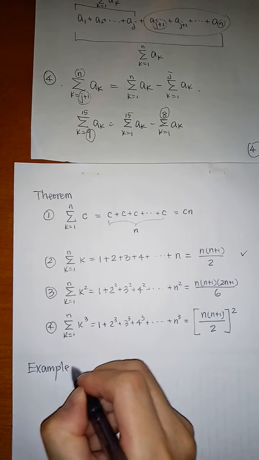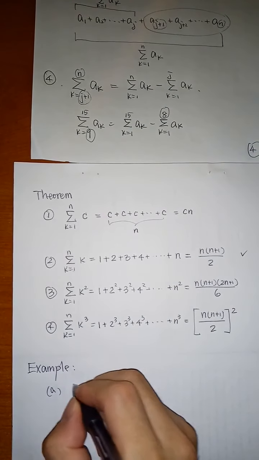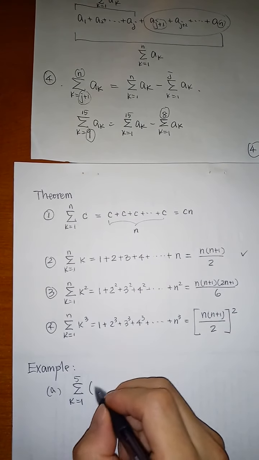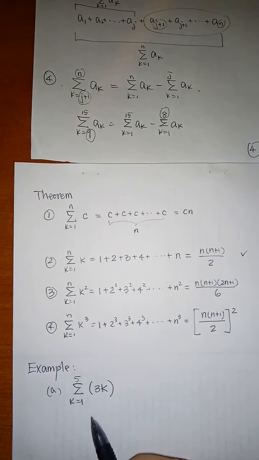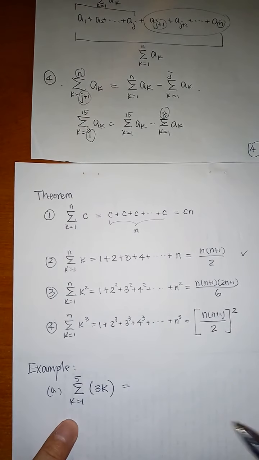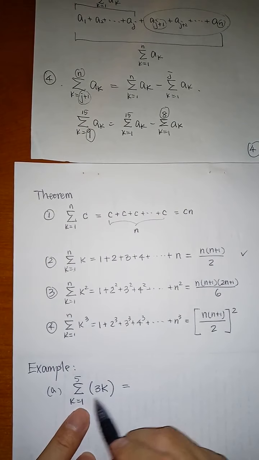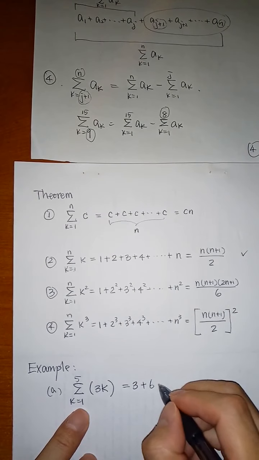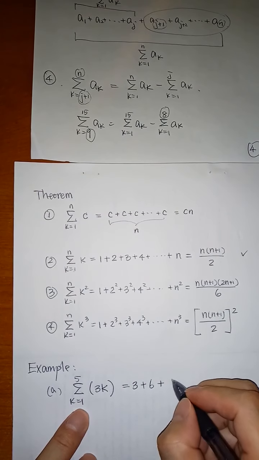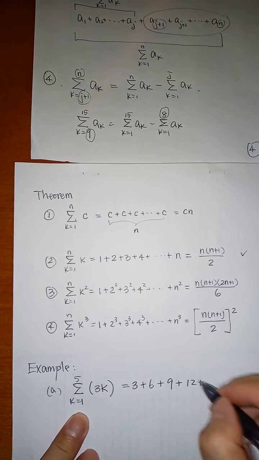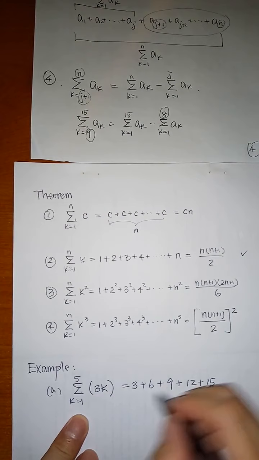Some examples. First, if we have sigma k from 1 to 5, 3k. First of all, what is this? Let's evaluate, and then we use the formula. When k is 1, 3 times 1 is 3. When k is 2, 3 times 2 is 6. When k is 3, 3 times 3 is 9. K is 4, 3 times 4 is 12. K is 5, 3 times 5 is 15. There are only 5 numbers, so that's why we can do it.